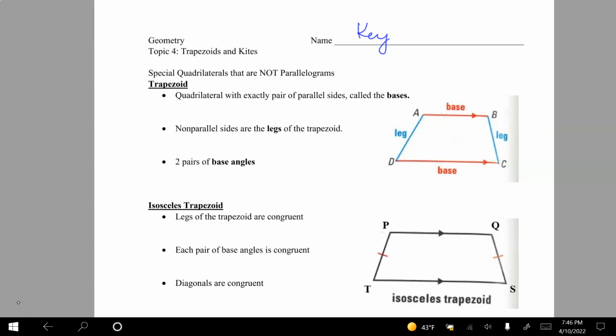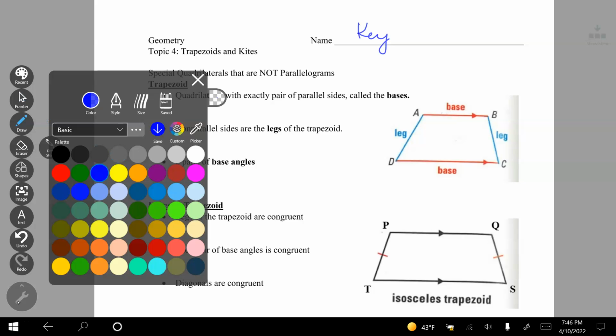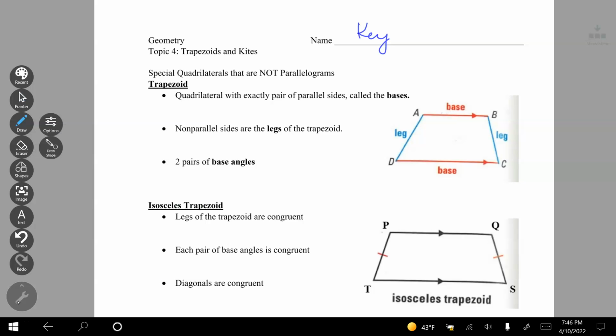Okay, topic 4, we're going to talk about more special quadrilaterals that are not parallelograms. They're called trapezoids and kites. Maybe you've heard of the trapezoid. But the idea with a trapezoid is that it's a quadrilateral with exactly one pair of parallel sides, in this case the top and the bottom, and they're called bases.